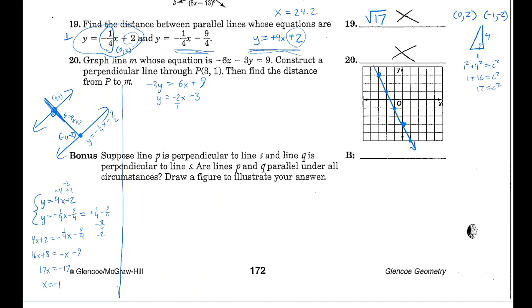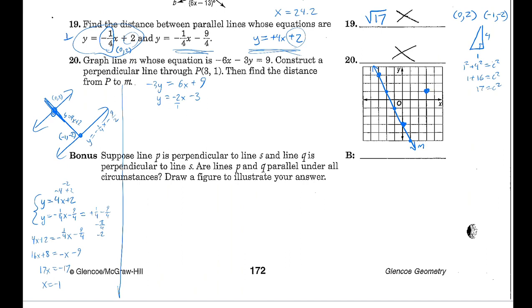Line M, got that. Then it says, construct a perpendicular line through 3, 1. So 3, 1 is 1, 2, 3, up 1. Okay, so here's 3, 1.